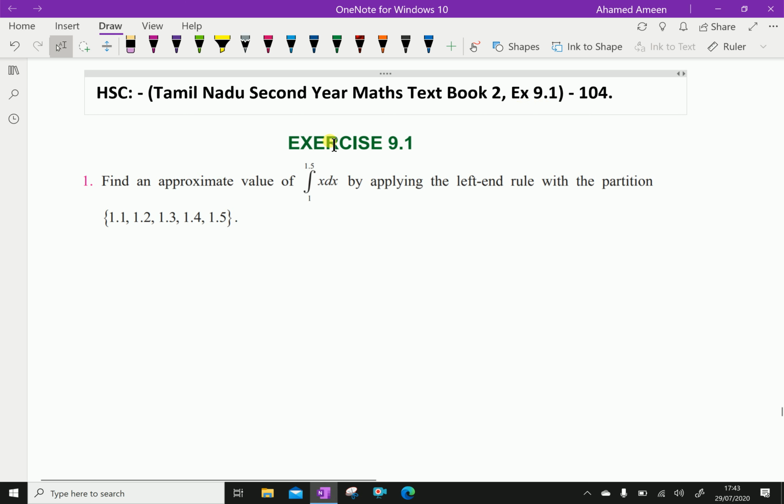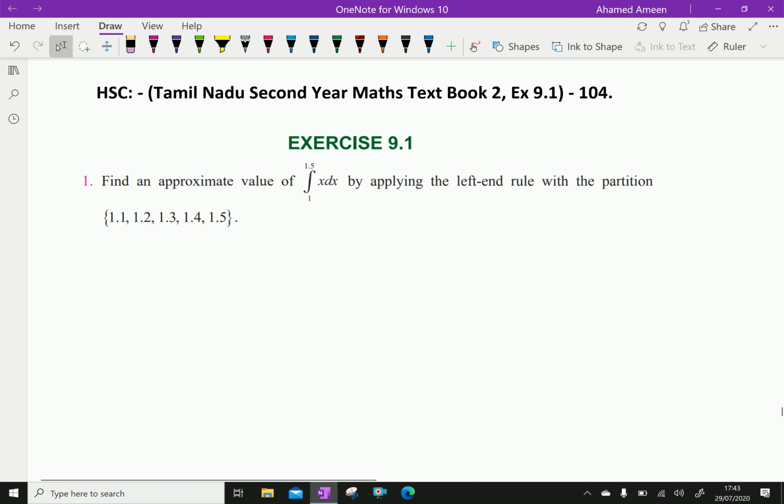Exercise 9.1, Question number 1. Find an approximate value of the integral from 1 to 1.5 of x dx by applying the left-hand rule with the partition 1.1, 1.2, 1.3, 1.4, 1.5.